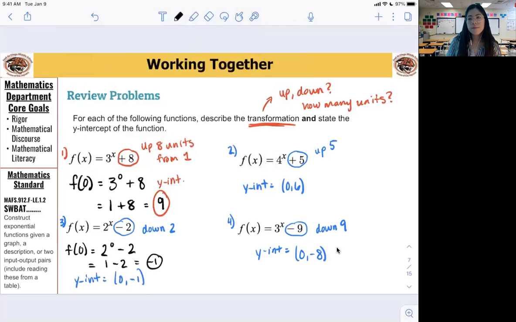Miss, you know how for number 1 you set up 8 units for 1? For number 3 is down 2 from 1. Yeah, you're always measuring from the 1. Usually with linear functions back in the day, you would measure from the 0. But with exponential functions, we always measure from the 1. That's just the trickier thing to remember. Any other questions? Any final questions?